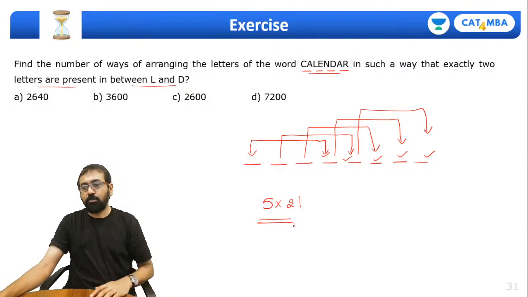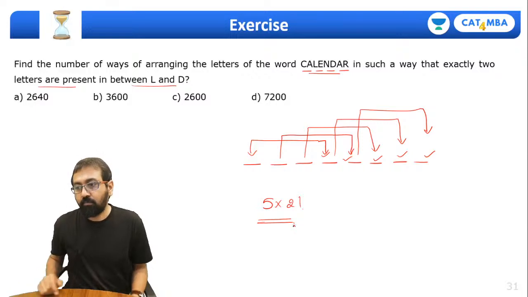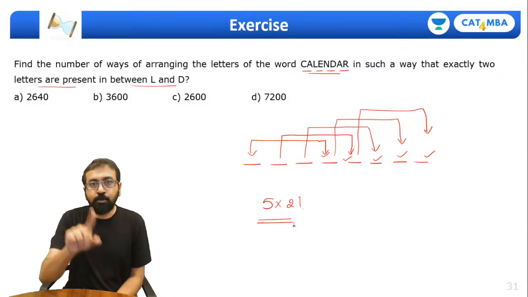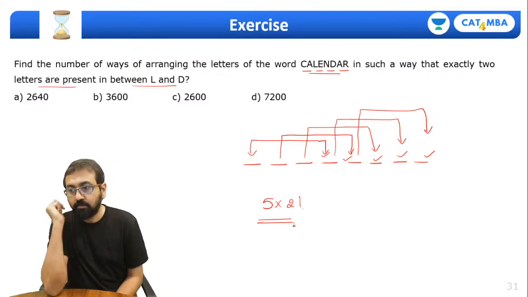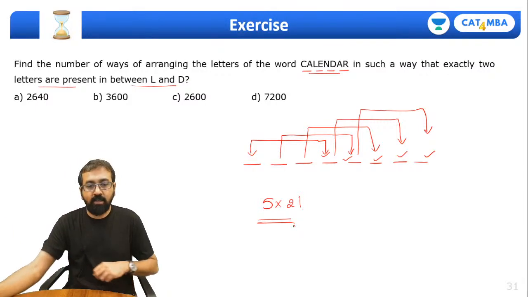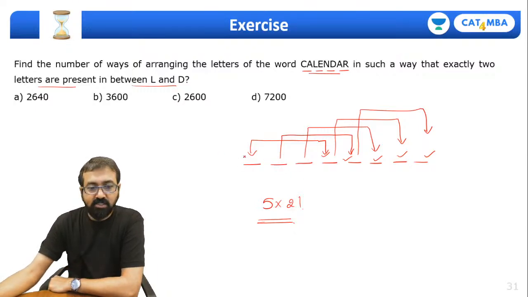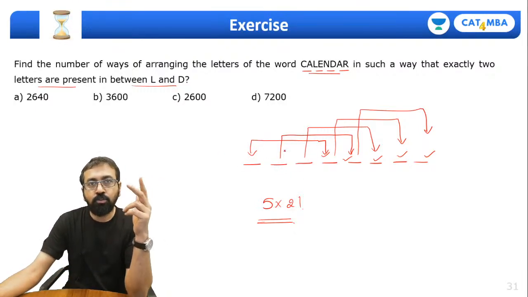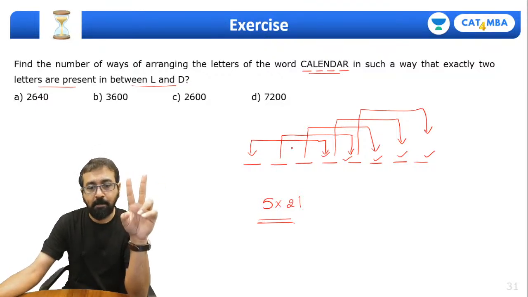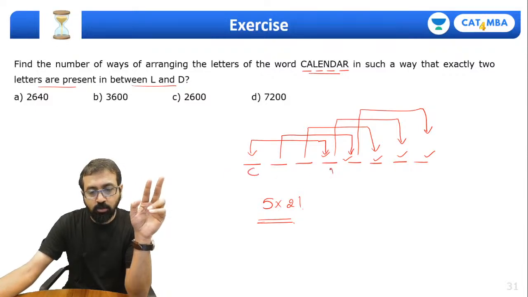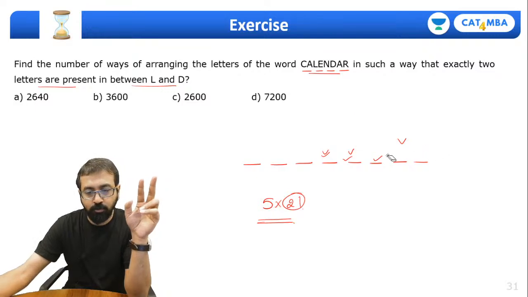Guys, have you understood up to this one? Show me a thumbs up before I go ahead. Okay, so once again, L and D can be arranged on 1st and 4th, or 2nd and 5th, or 3rd and 6th, and so on, because there should be exactly 2 letters between them. If I place them over here, then there is one more way, D and L, and that's why I have multiplied by 2 factorial. I hope all of you are clear up till now.